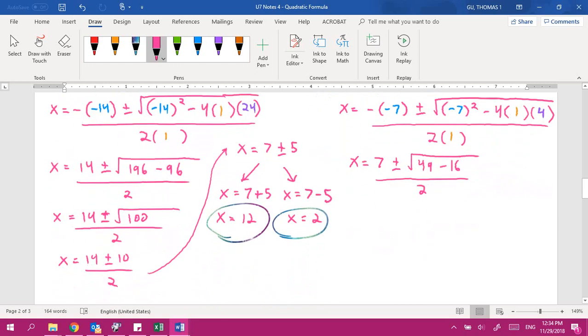Okay, what's the next step after this, though? That's right, combine in the square root, right? So x equals 7 plus or minus square root of, what is 49 minus 16? 33. It's over 2. And what do you try to do next after that?